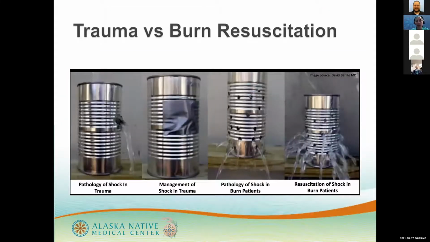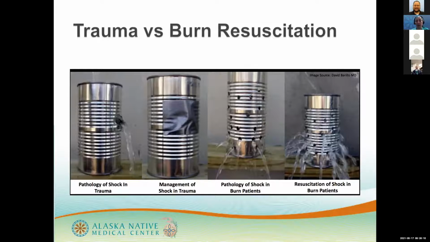So I really like this because I trained first as a trauma surgeon and then learned about burns. But this is a graphic from University of Utah, which I love. If you think about filling up someone's intravascular volume as filling up the tin can, in trauma, when someone is in shock, we presume it's hemorrhage. And if you plug the hole, aka stop the bleed, you can fill that tin can up with fluid.